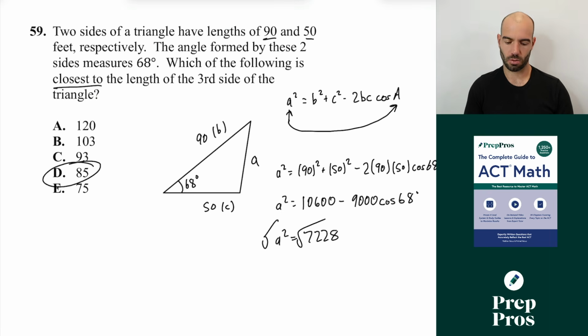Again, this is a hard question. Do make sure you have this law of cosines equation memorized if you were going for those super high 34, 35, 36 type scores, because they do not always give it to you on test day.